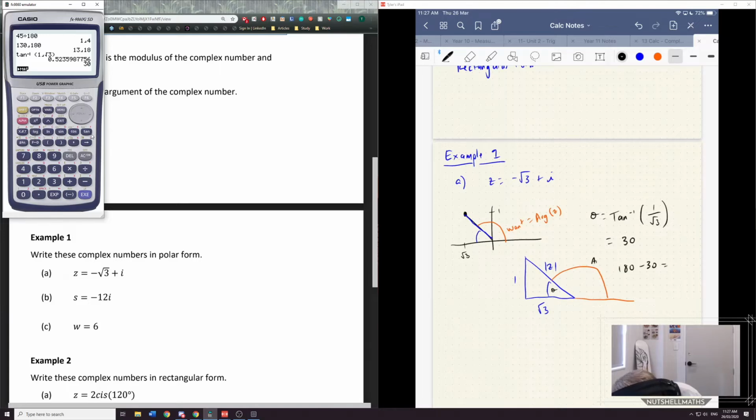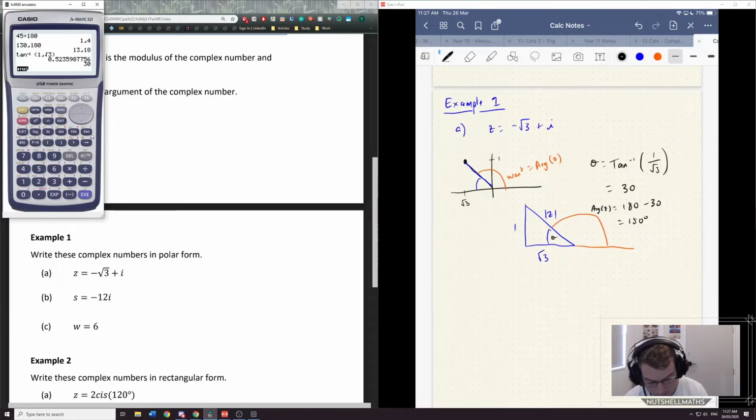So let's go, the argument of z is 180 minus 30, which is 150. Right, we've got the angle. What's the other piece we need for polar form? We need an angle and we need one other piece. I'll wait for you. I've kind of given you a hint there, but we need the angle and we need one other piece.